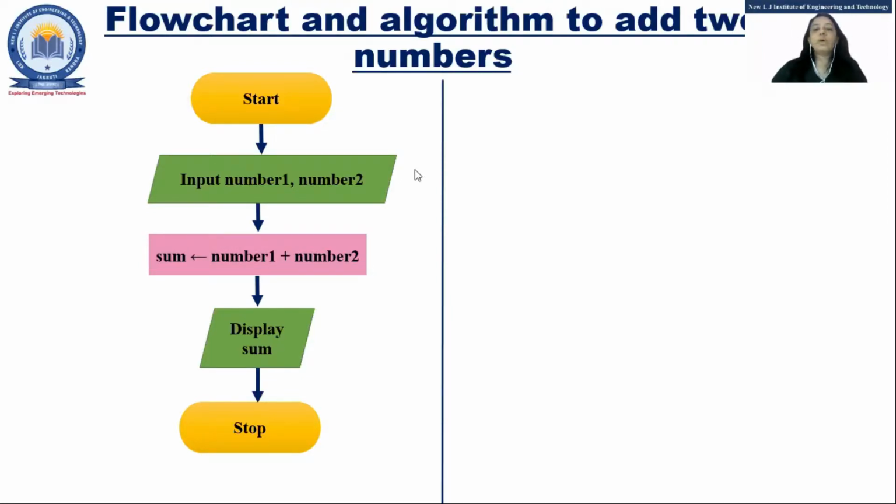So first, to add two numbers, we require two numbers. So input number one, number two. Then you need to process it. That means you need to do the sum. Same like we write in maths, that C equal to A plus B, right? So here, sum equal to number one plus number two. After that, you need to display. So you can see that for input and display, we are going to use this symbol. And for processing, we are going to use a rectangle. Start and stop must be there within an oval. So this is the symbol.